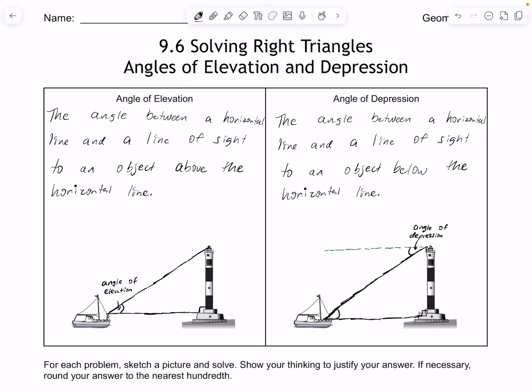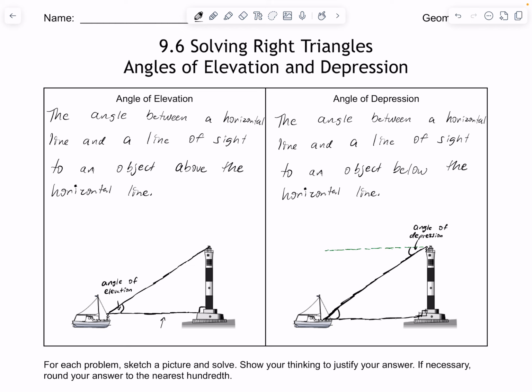In this video, I'm going to go over solving some right triangles using angles of elevation and angles of depression. Now I have here on this very first part of the paper the definitions of angle of elevation and angle of depression. You can see by my figure with the boat and the lighthouse that the angle of elevation is the angle between a horizontal line and a line of sight to an object above the horizontal line. So here is that horizontal line.